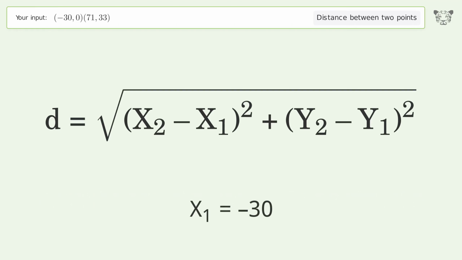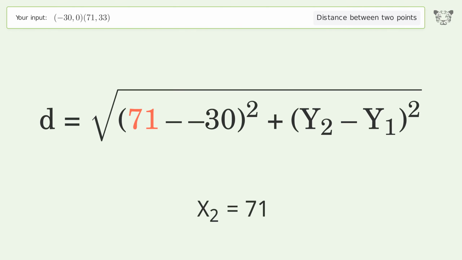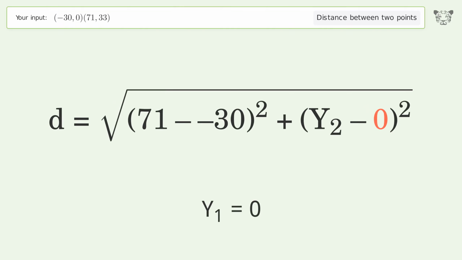x1 equals -30. x2 equals 71. y1 equals 0. y2 equals 33.